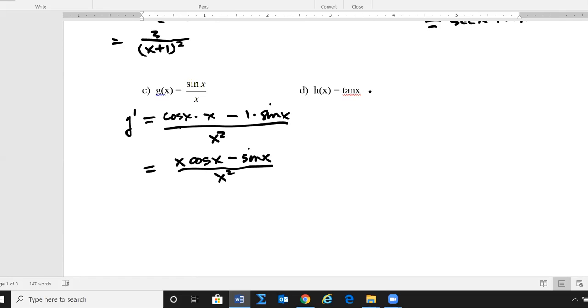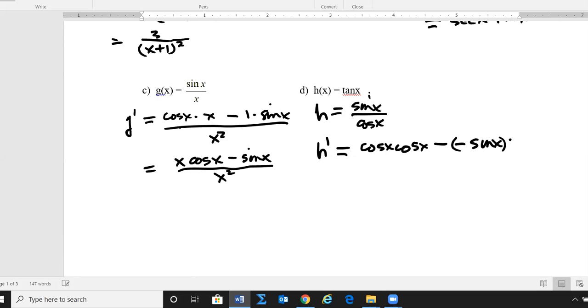That's the same result we got before. Okay, tangent. Well, we don't have a formula for the tangent yet. We will in a minute. First of all, write it as the sine of x over cosine of x. Now we'll use our quotient rule. So the derivative of the sine, the numerator, is cosine times the denominator, so cosine, minus the derivative of the denominator, which is minus sine, times the numerator, which is sine, all divided by the denominator squared.